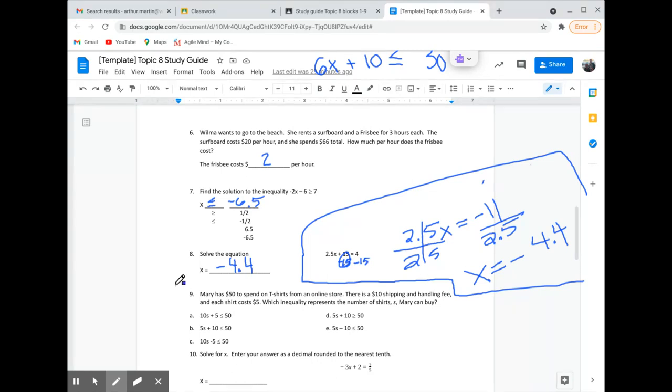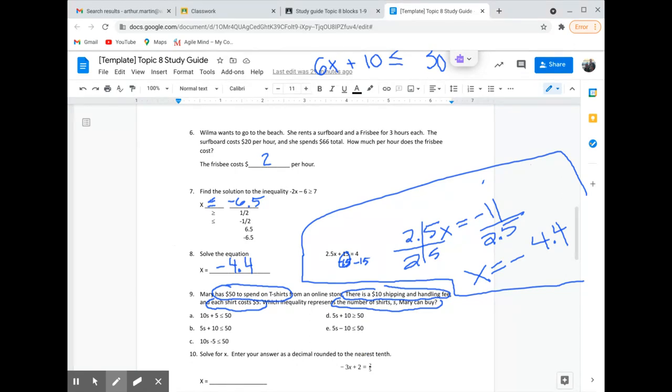All right. So, how much money does she have to spend on the shirts? $50. All right, we got 50 to spend on the t-shirts. There's a $10 shipping and handling fee. Each shirt costs $5. And it says it wants the number of shirts to be represented by S. So who can come up with an inequality for this?